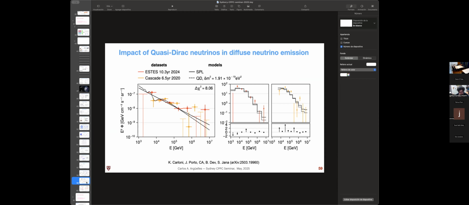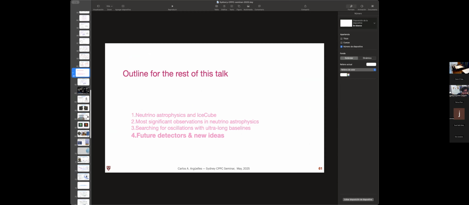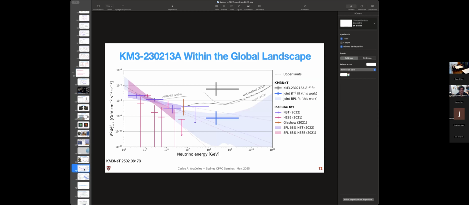Any other question? Maybe one brief question. So you mentioned that KM3NeT event, and that there are two possible explanations. Can you comment on them briefly once more?